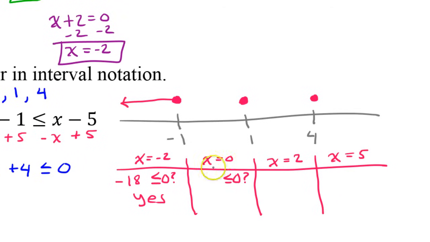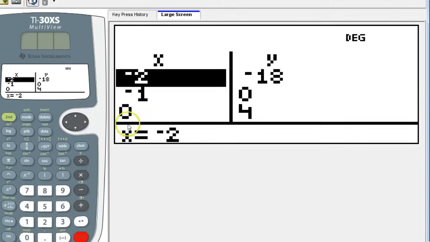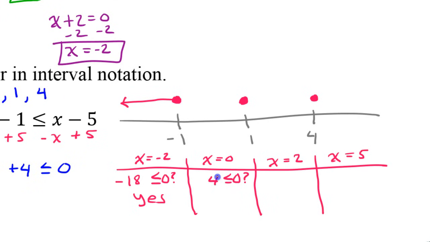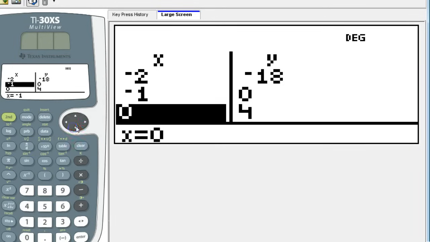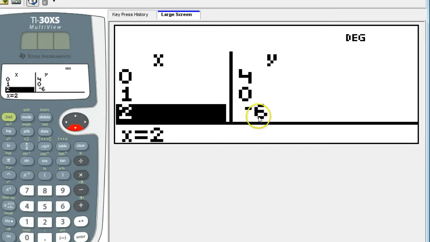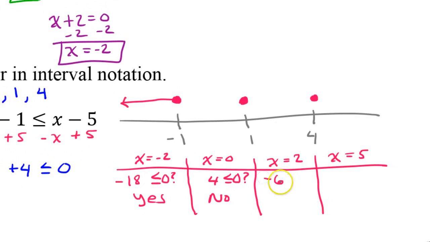Okay, what about at 0? At 0, the function has a value of 4. Is 4 less than or equal to 0? No. So I'm going to leave that empty. What about at 2? At 2, I got -6. Is that less than or equal to 0? Yes. So that means 2 is a solution, which means all of these values are going to be solutions.